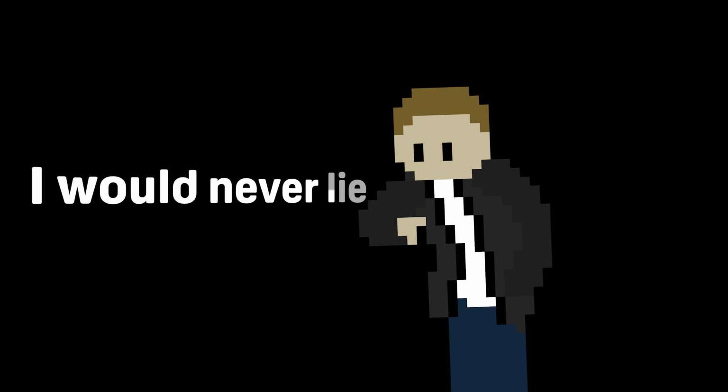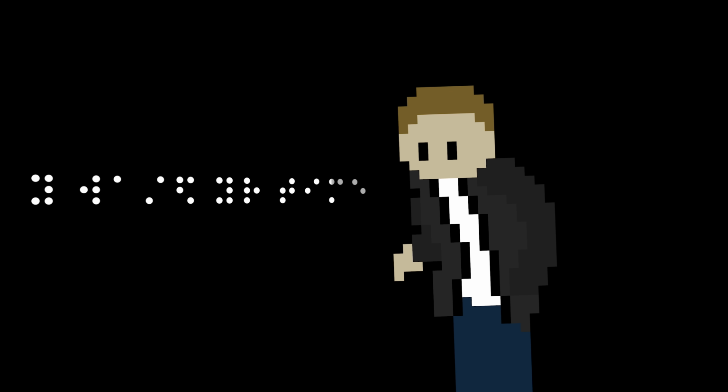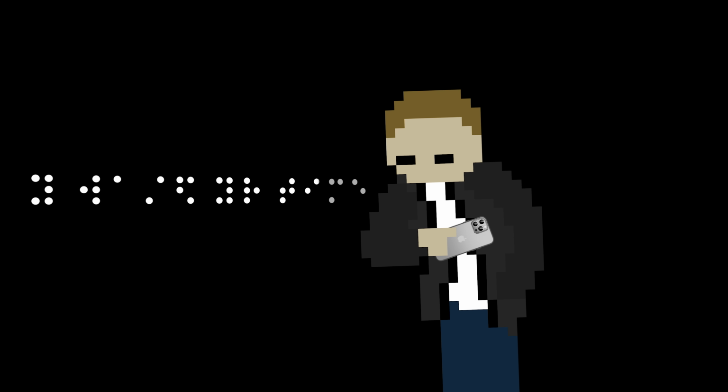So I always made the assumption it's basically the alphabet, but dotty, right? And while that is technically true, you could just spell things out in Braille this way, and if you use an online translator, it's probably just doing this. In reality, it doesn't really work like that.